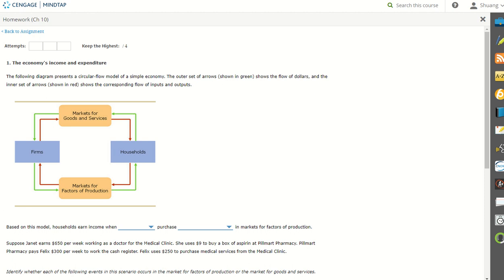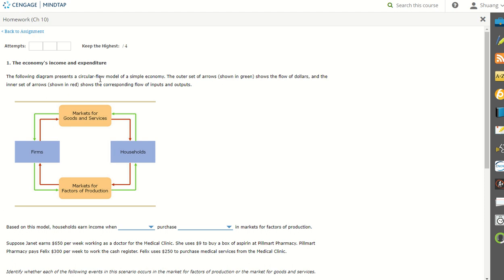So basically, the green arrows represent the flow of money, and the red arrows represent the flow of resources. Also notice that there are two players in the market: firms and households. Firms are companies who produce stuff for us, and households are you, me, anybody else in the economy who has a family. They're called households.